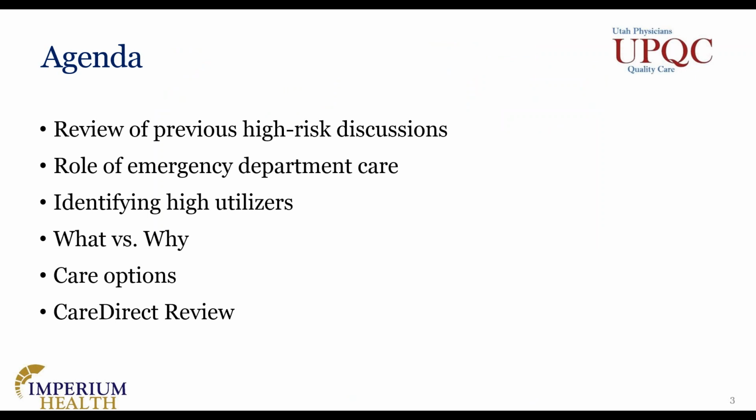So today we're going to do a review of those high-risk discussions, those earlier things that we talked about. Talk about the role of the emergency department in the care setting. We're going to start to identify high utilizers, or figure out how we're going to identify those high utilizers. One of my favorite parts is the idea of a what versus a why. We're going to talk about care options, how we should be supporting some of those higher ED utilizing patients, and then do a quick review of the Care Direct platform, which would be one way to pull up some of those lists for yourself.